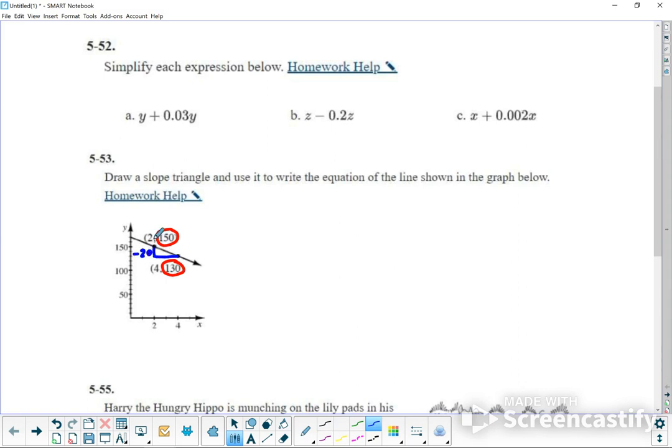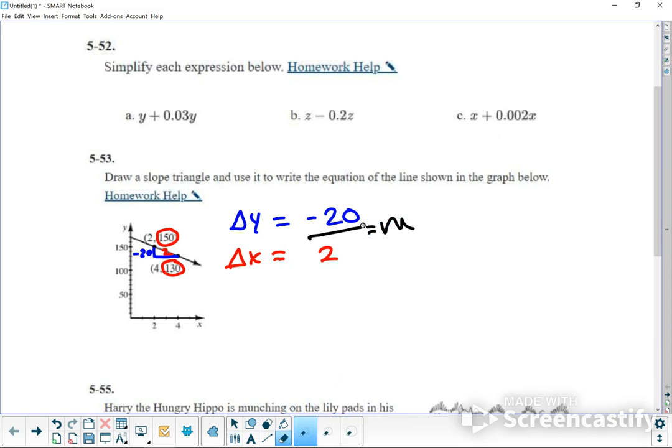Now over how much? That's going to be from 2 to 4. So that's going to be 2. Right? So your change in y is going to be negative 20. And your change in x is from 2 to 4, which is going up 2. So your slope is the change in y over the change in x. So negative 20 divided by 2 is going to be negative 10. Right?